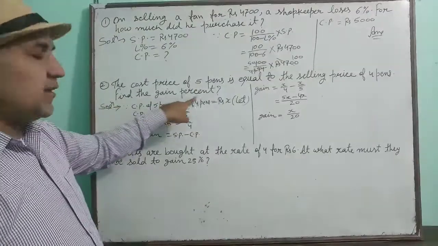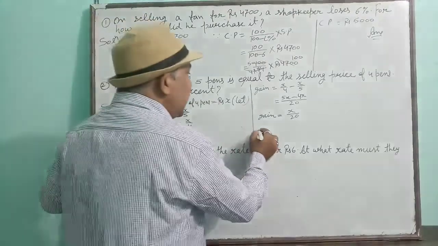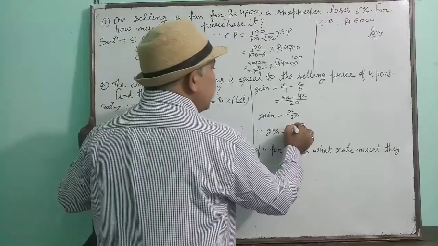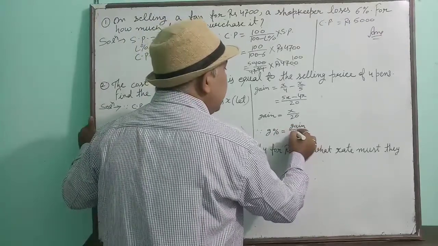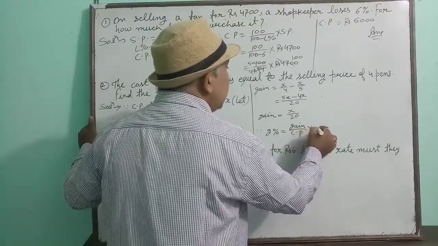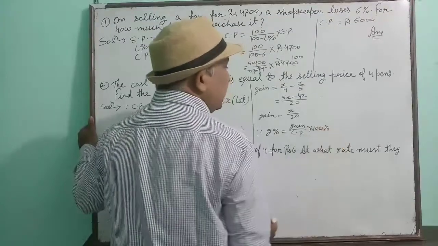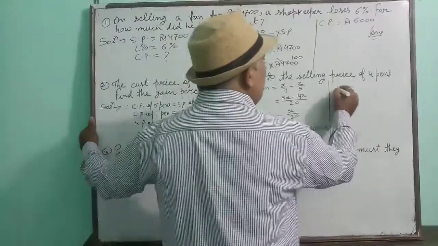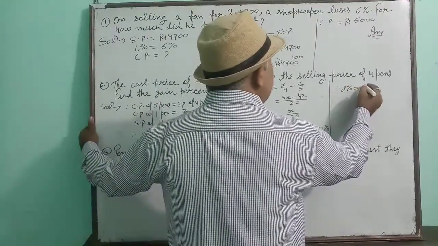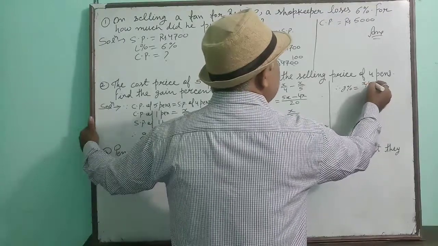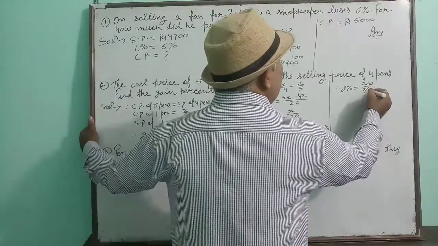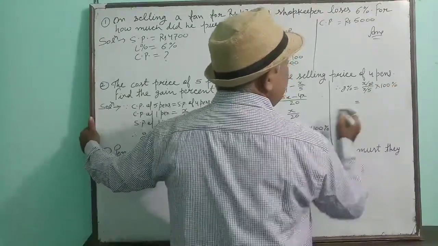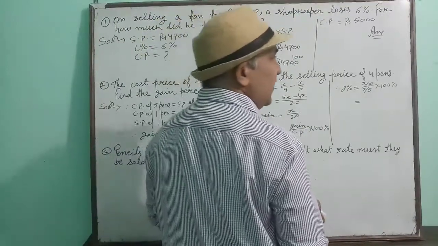But the question is asking gain percent. So now apply the formula for gain percent. Gain percent is equal to gain upon cost price multiplied by 100%. Now put the values and calculate it. Therefore, gain percent is equal to x by 20 is the gain, x by 5 is the cost price, into 100%. Now see how to solve this one.